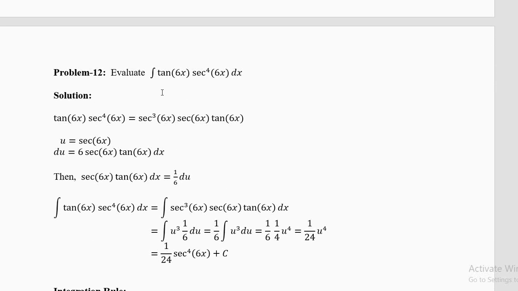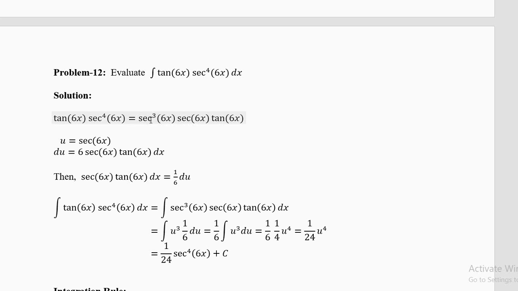Now the next question is, evaluate the integral tan 6x secant power 4 6x. Now just try to guess and try to remember. Derivative of secant is secant x into tan x. So this secant power 4 can be written as secant power 3 into secant x tan x.